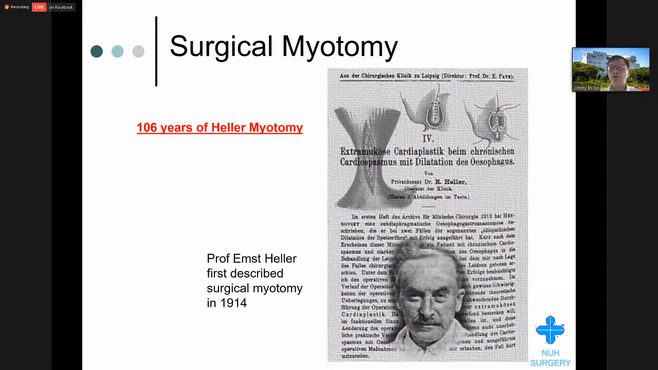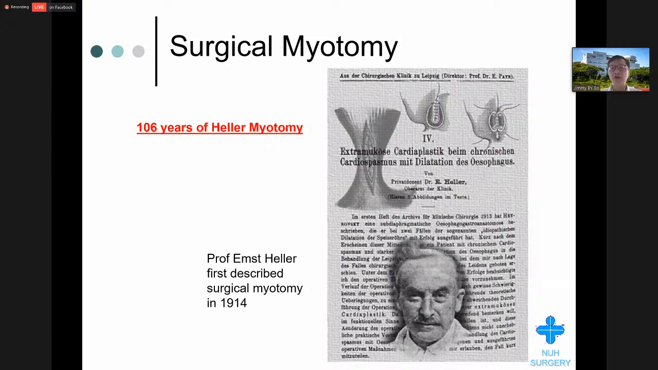And surgical myotomy is the gold standard treatment for achalasia. This was first described by Professor Ernst Heller, who first described the surgical myotomy for achalasia in 1914. Now, this procedure has been around for more than 100 years.